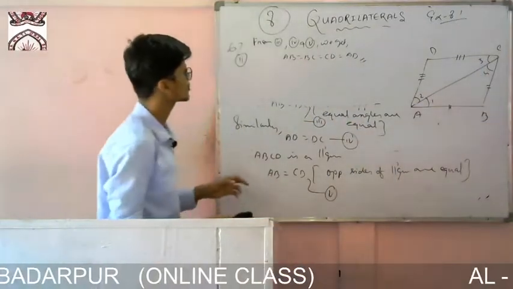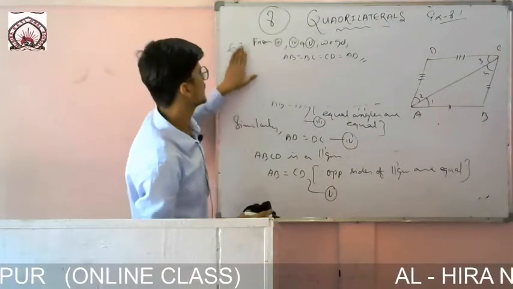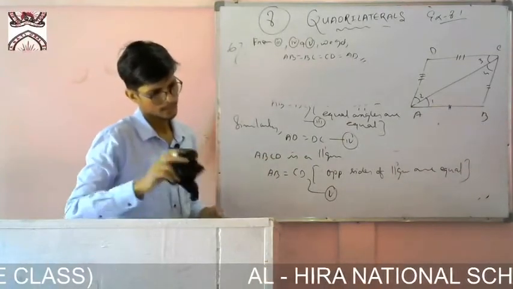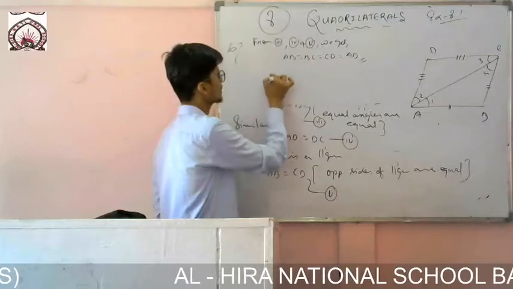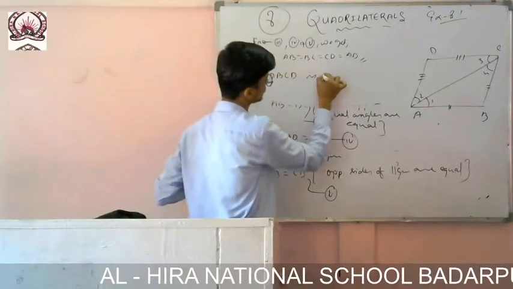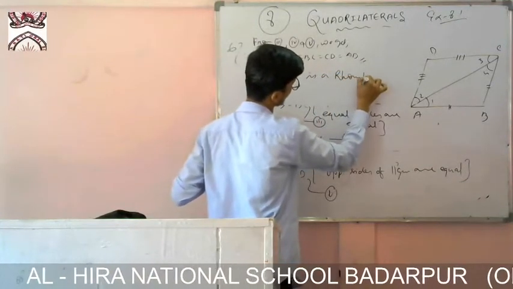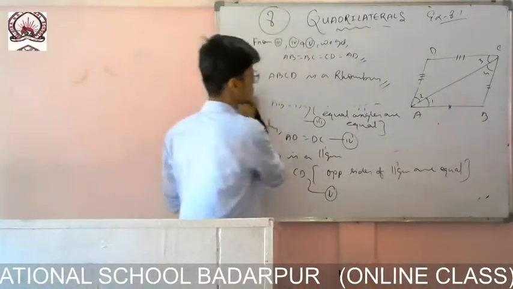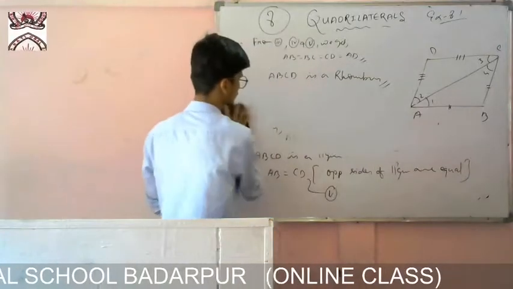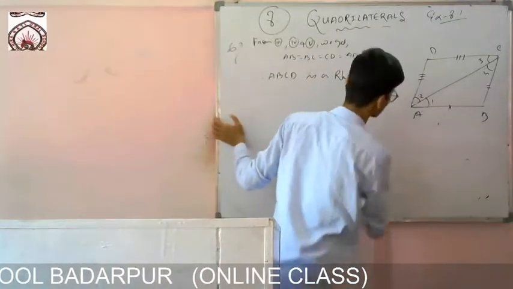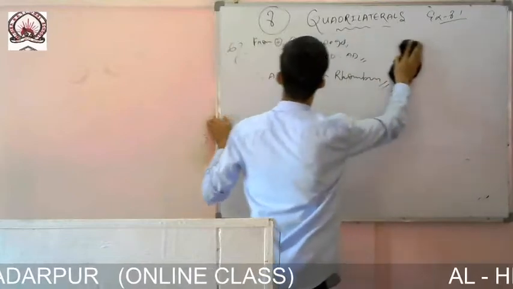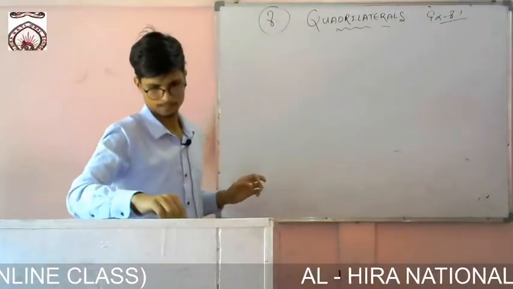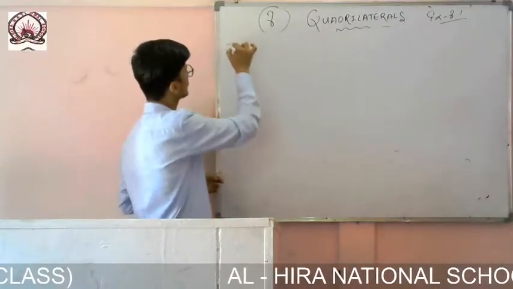So from Roman 3, 4 and 5 we have AB is equal to BC is equal to CD is equal to AD. So if all the sides are equal, that means ABCD is a rhombus. Finished. Now let us do question number 7.